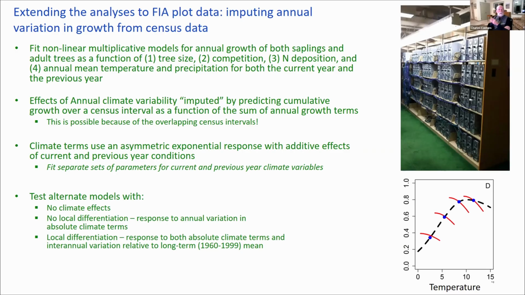So we've tested 3 alternate models. The first is whether there's any climate effect at all. The second is whether the only response we see is sort of that black dashed line. And the third is whether AIC supports a model in which there is a different response, the red lines representing the local response to interannual variation around the long-term mean.